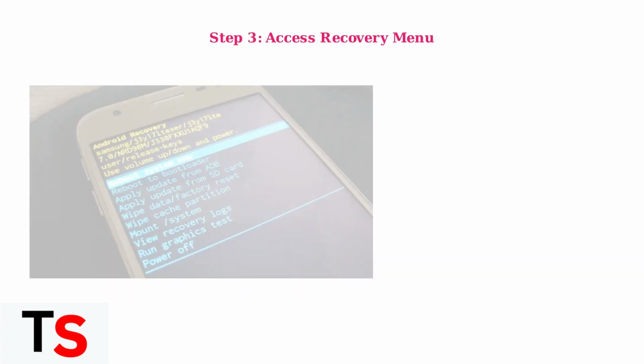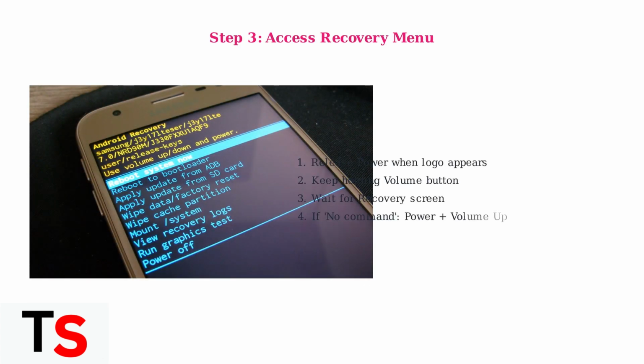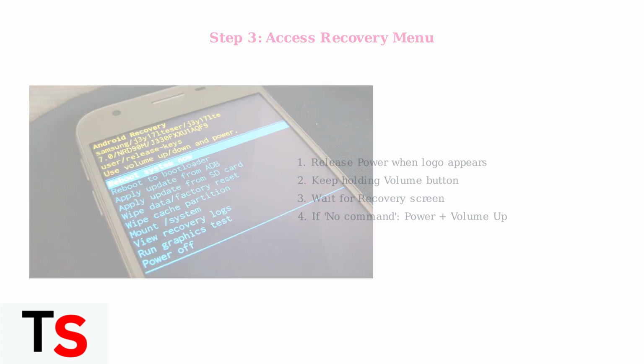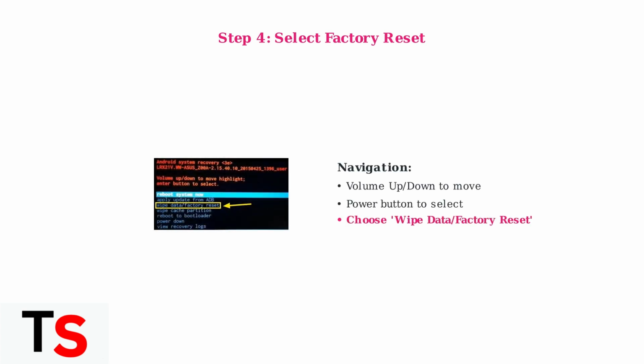Release the power button when the T-Mobile logo appears, but continue holding the volume button. Wait for the Android recovery screen to appear. If you see no command, press power, then quickly press volume up. Use the volume up and down buttons to navigate through the menu options.